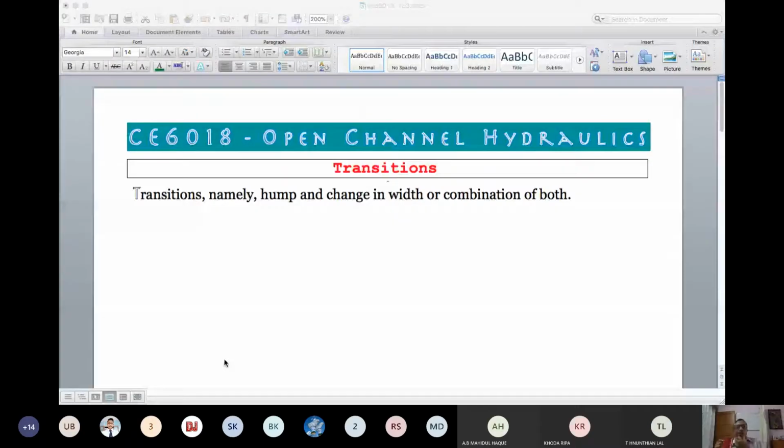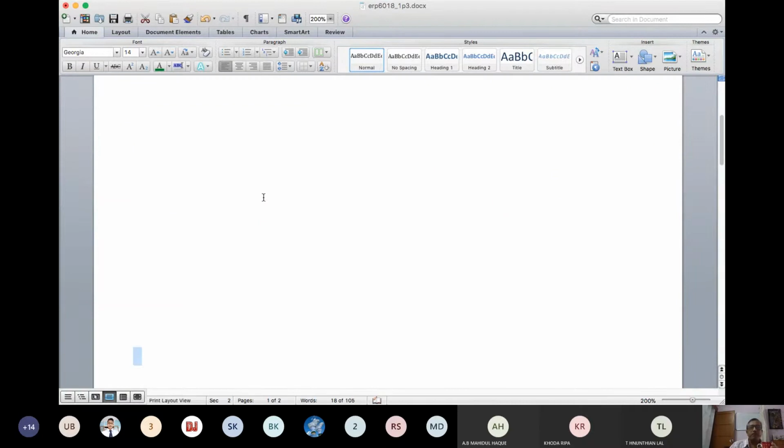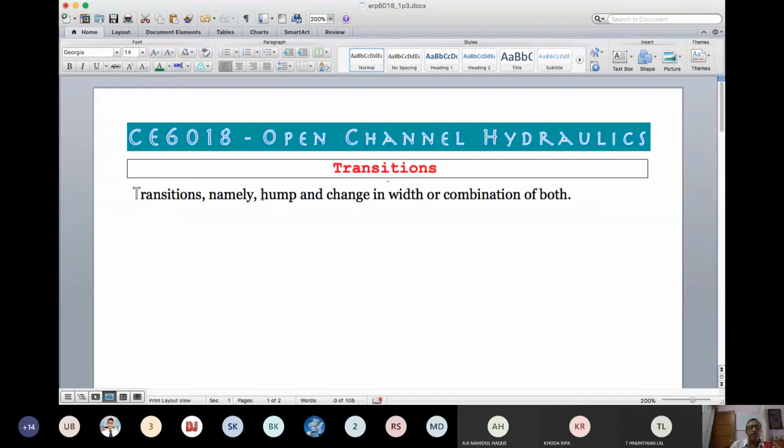So change in width we'll see in the next class. After we see change in width, we can also have a combination of both hump as well as change in width.